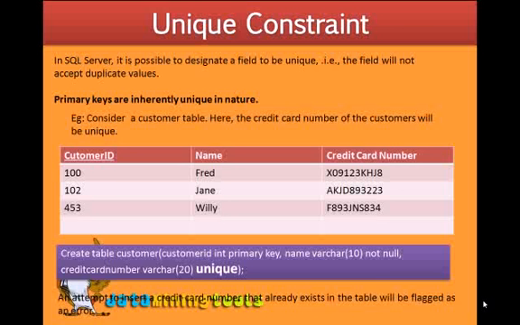Let's understand the unique key constraint now. Primary keys are inherently unique by nature. In SQL Server, it's possible to designate any other field to be unique. The field designated as unique will not accept duplicate values. Consider the customer table. Here we have customer ID as the primary key. In order to make the credit card number of the customers unique, we use the syntax CREATE TABLE customer followed by the field credit card number and specify the constraint UNIQUE. Remember that an attempt to insert a credit card number that already exists in the table will be flagged as an error.